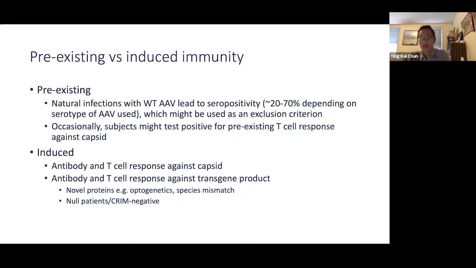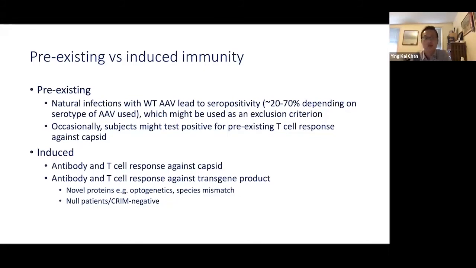Okay, two more quick concepts on AAV immune responses. The immunity to AAV can be split into pre-existing and induced immunity. For pre-existing, that's because wild-type AAV is naturally out there. It can naturally infect us, so many of us have antibodies already that can sometimes be used as an exclusion criterion in certain gene therapy trials.